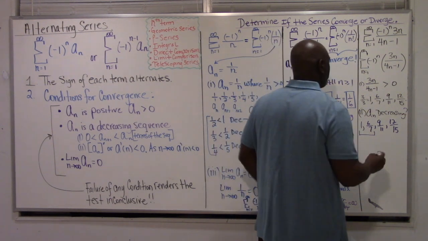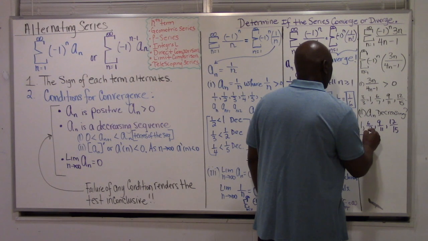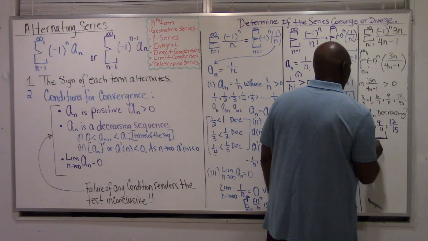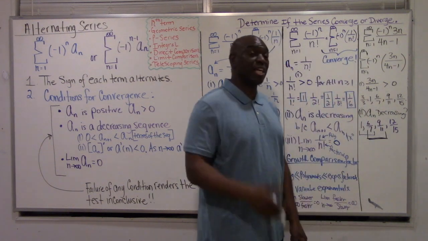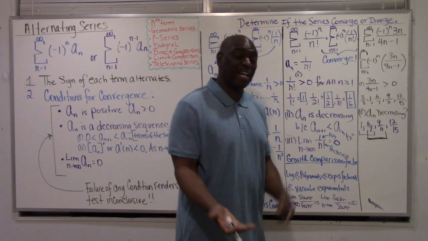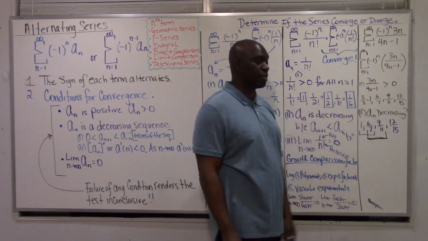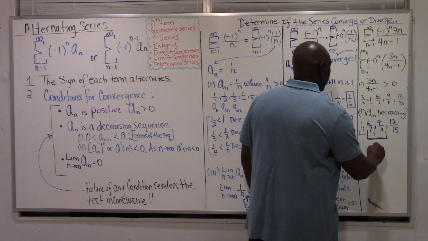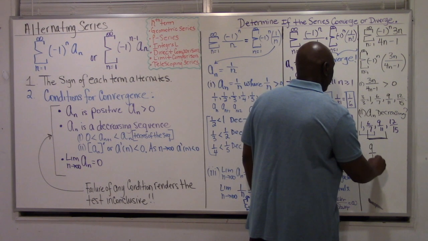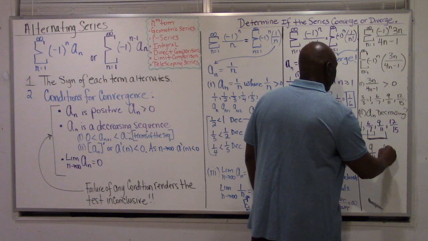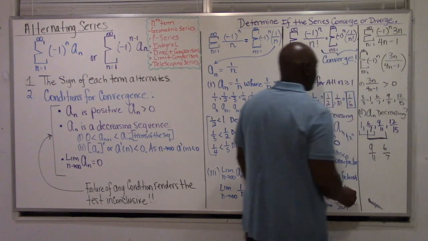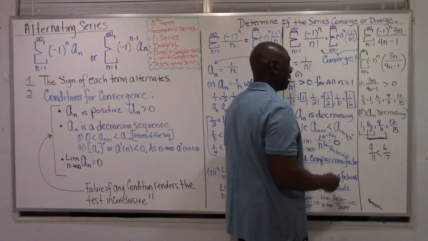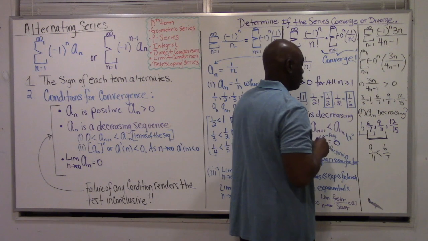If I compare the next two terms, 6 over 7 and 9 over 11, well, 9 over 11 is smaller. Well, how do you know 9 over 11 is smaller than 6 over 7? Here's how you find out. You take 9 over 11 and you take 6 over 7, and I'm saying that this term 9 over 11 is less than 6 over 7. Here's how you check.